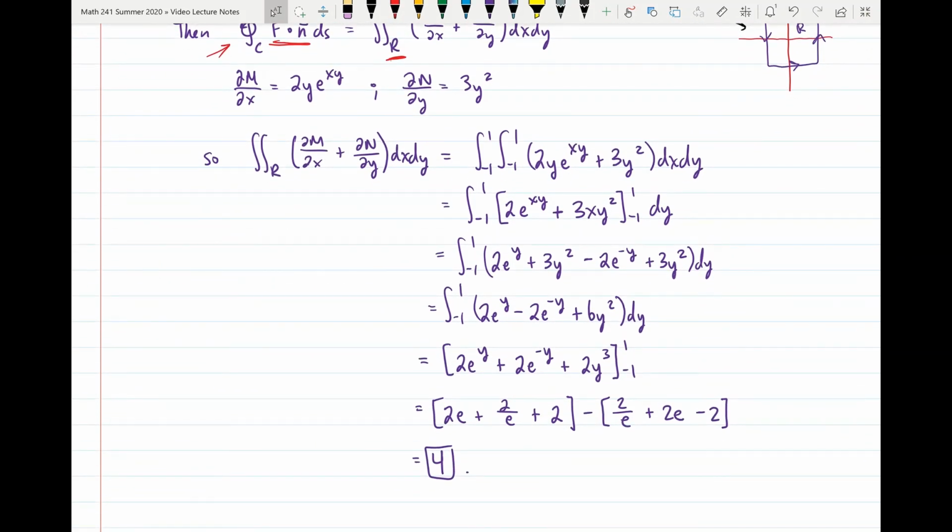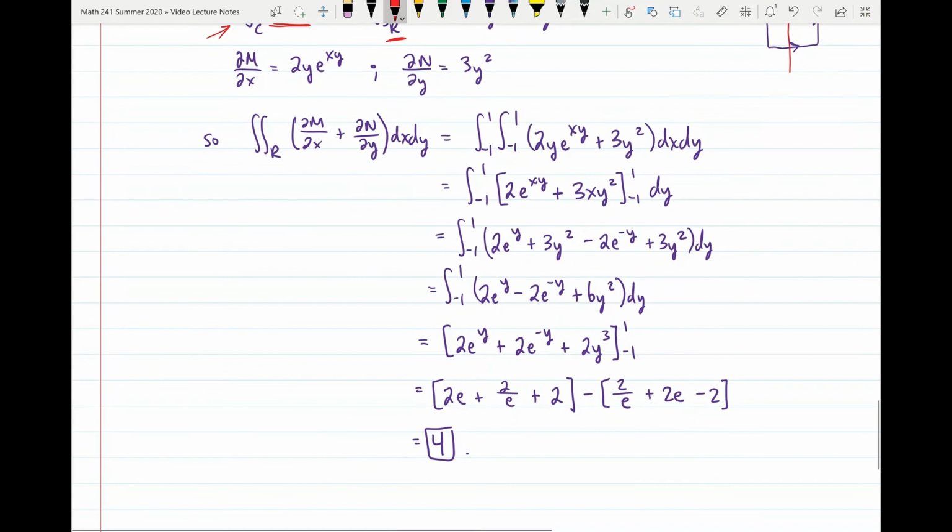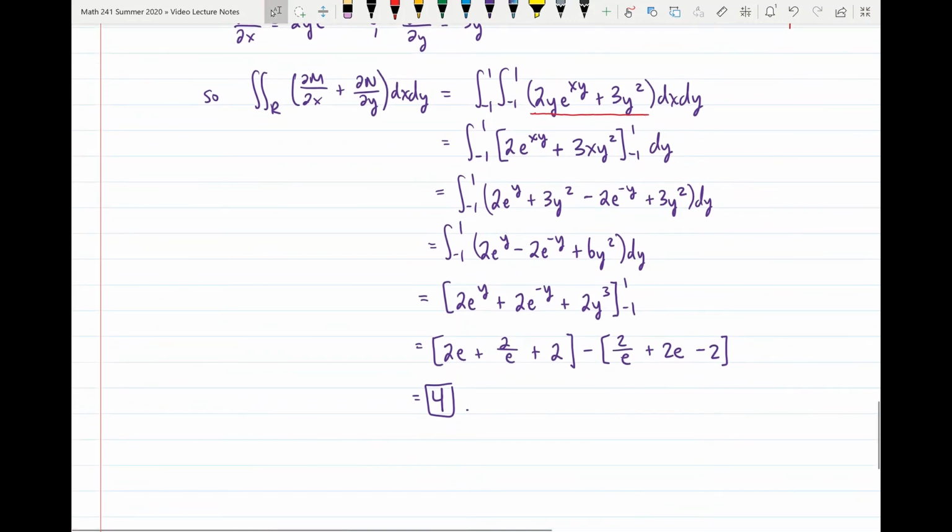So the double integral of partial m with respect to x plus partial n with respect to y over R can be written as the iterated integral, where we have the integral from -1 to 1 of the integral from -1 to 1 of 2y times e to the xy plus 3y squared dx dy. So I chose to integrate with respect to x first because I think it ends up being easier.